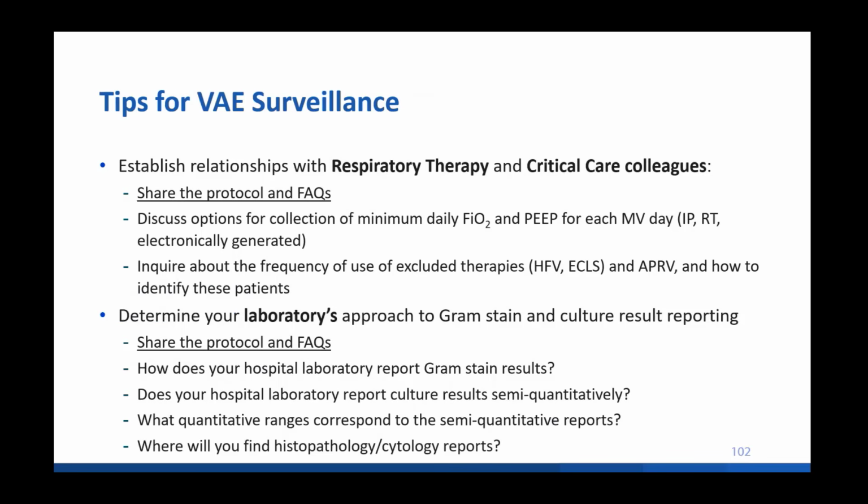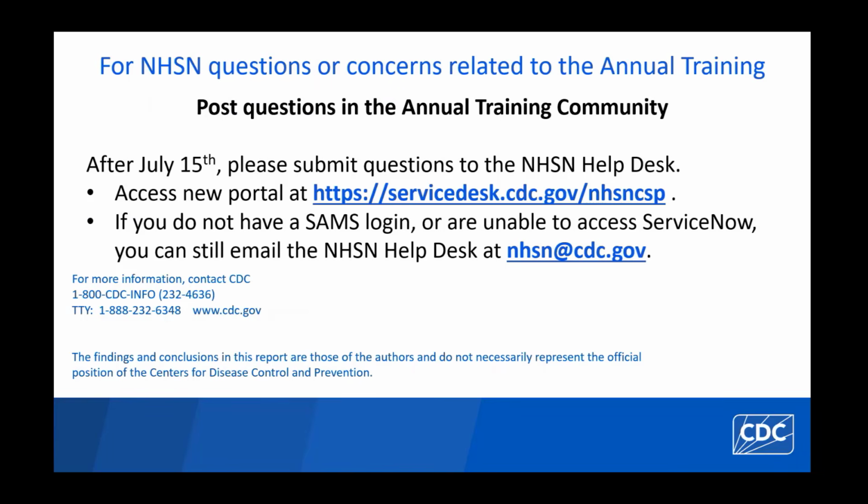And it would be helpful for your VAE surveillance to establish relationships with both respiratory therapy and critical care colleagues. Share the protocol with them and discuss the collection of daily minimum values. Inquire about the frequency of use of certain excluded therapies and how to identify these patients. It's also important to have an understanding of your lab's approach to gram staining and culture result reporting. All right, this concludes my review of the VAE protocol and reporting instructions.